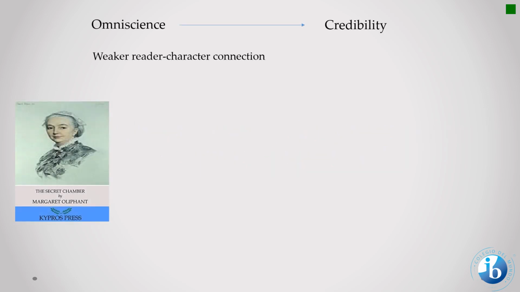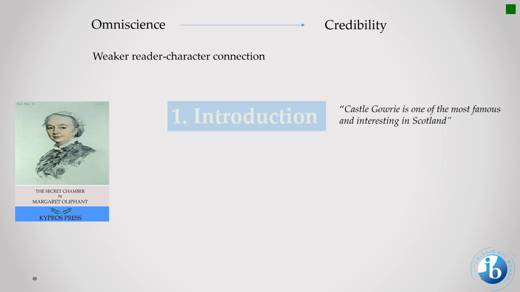Oliphant's novel also uses a third-person external narrator, but it starts off with a fully omniscient one that puts the reader into situation and gives the story credibility and legend-like feeling. It decreases the reader-character connection, though.